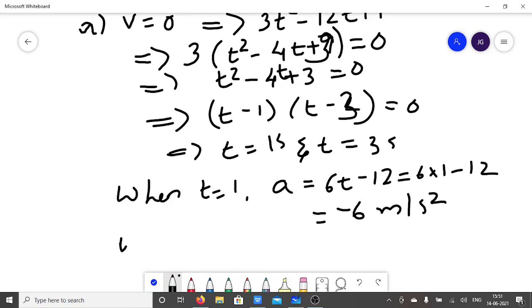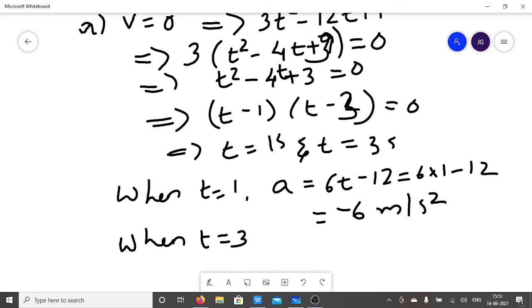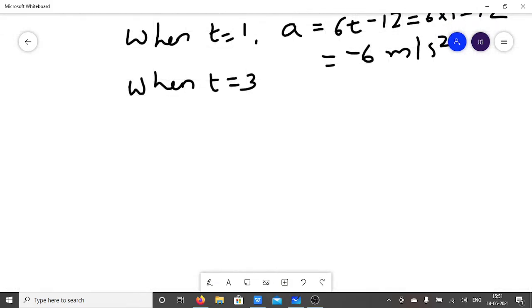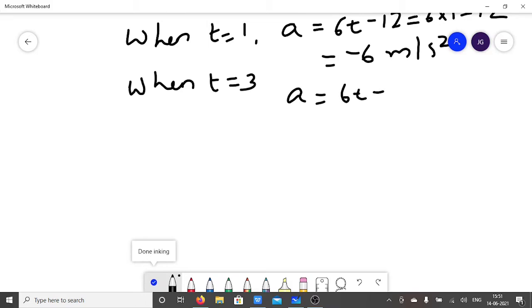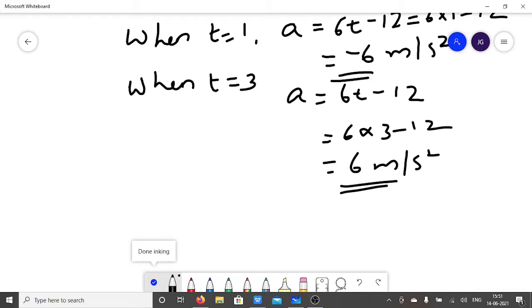Now when t equal to 3, a is equal to 6t minus 12, which is 6 into 3 minus 12, equal to 18 minus 12, equal to 6 meter per second square. So in the first part the answer is minus 6 meter per second square and 6 meter per second square.